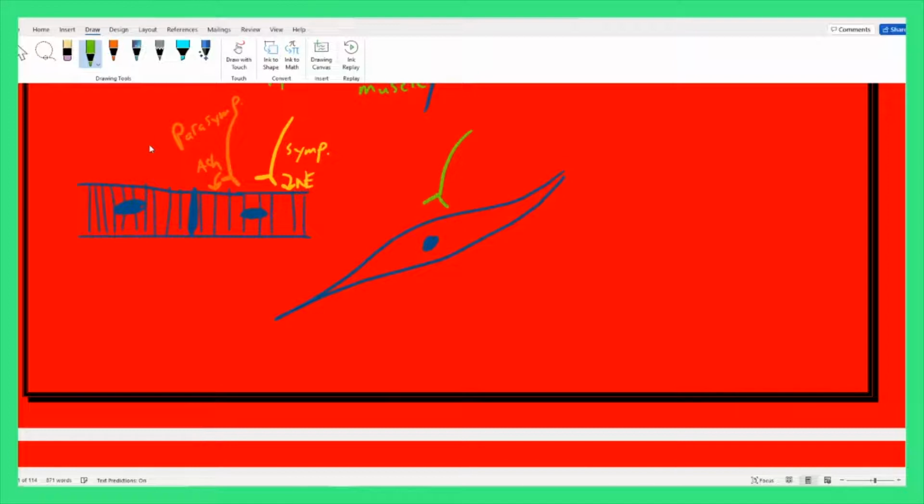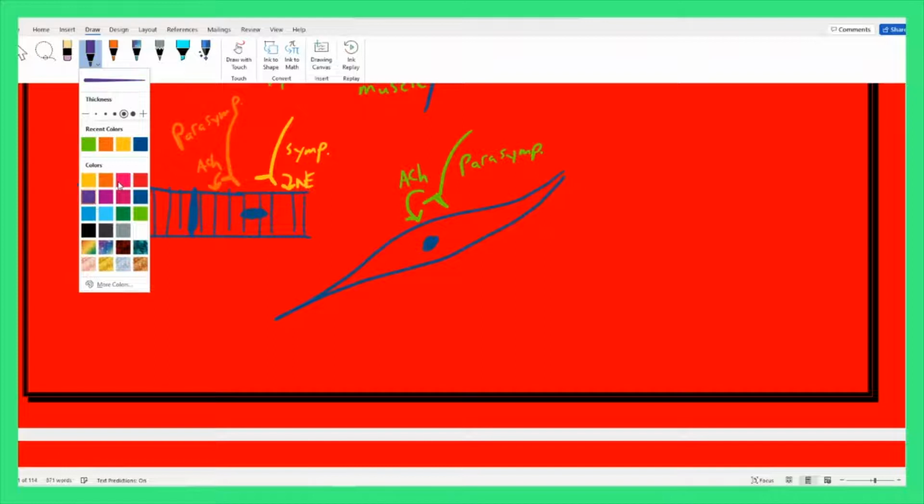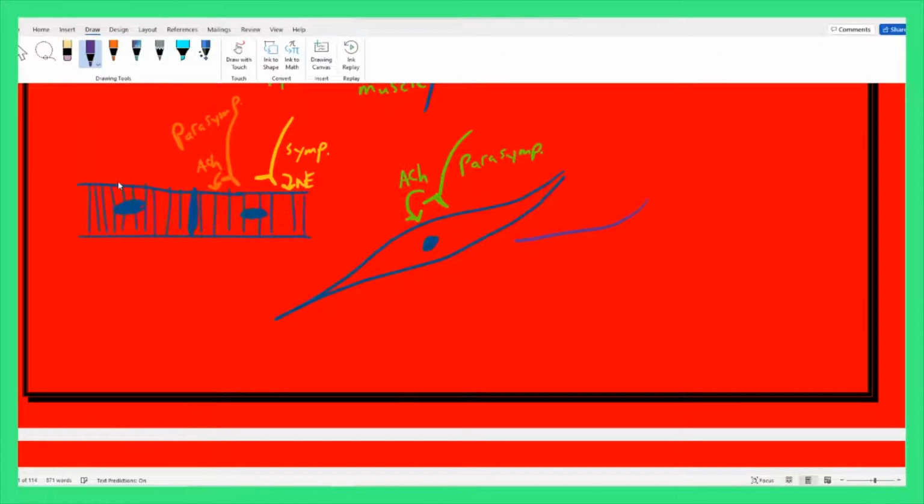Here comes a parasympathetic neuron spitting out acetylcholine. And then here comes a sympathetic neuron spitting out norepinephrine. 20% of the time, 20% of the neurons may be epinephrine, but you get the idea. Two different neurotransmitters at the same target cell.